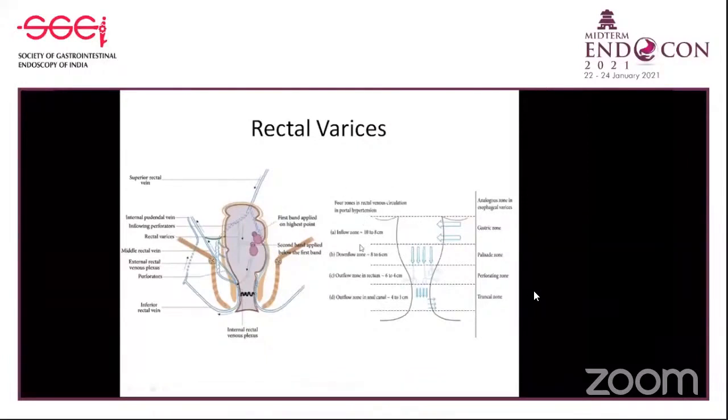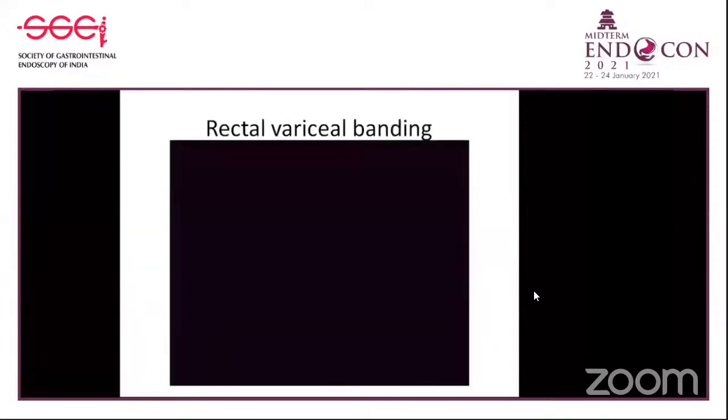And if you see the zones in the rectal venous circulation, there is an inflow zone, a downflow zone, an outflow zone, and you can see all these zones. The outflow zone in the anal canal starts 1 to 4 centimeters, and then 4 to 6, 2 to 2 centimeters, these zones are placed, just equivalent to the gastric zone, the palisade zone, perforating zone, and the truncal zone of the esophageal varices, just to show.